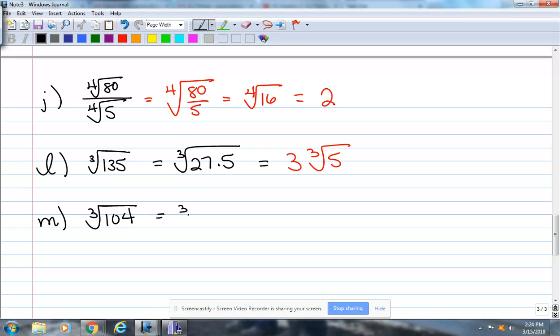So I'll say the cube root, I'm going to do that in red again, the cube root of 8 times 13. And what is the cube root of 8? 2. Pull it to the outside. So my simplified answer is 2 times the cube root of 13.